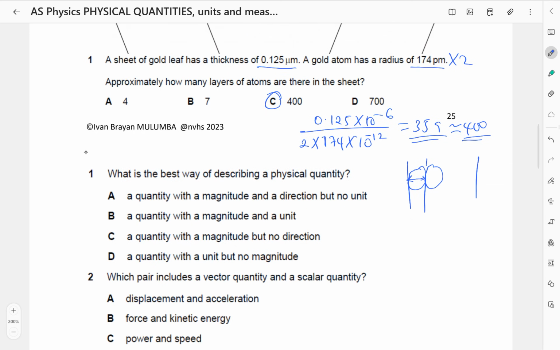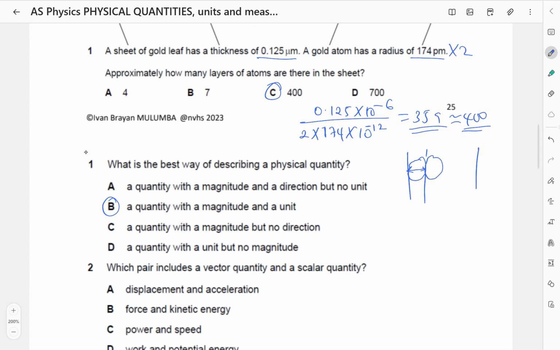What is the best way of describing a physical quantity? I think this is not the first time we are seeing this question, but a physical quantity must have a numerical magnitude and a unit. Magnitude and a unit, so the answer is going to be B. It should have a magnitude and a unit.